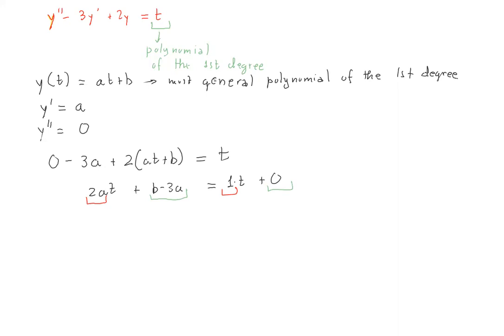Did I mess up? Sorry about this. You're absolutely right. This should be a 2b. Thank you. To be or not to be, right? That's the question.